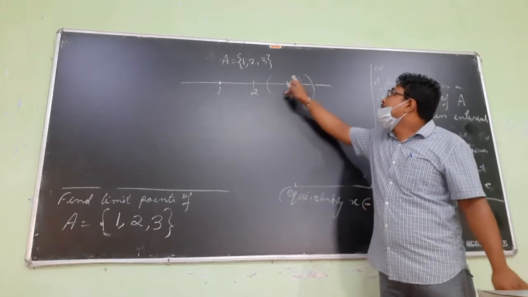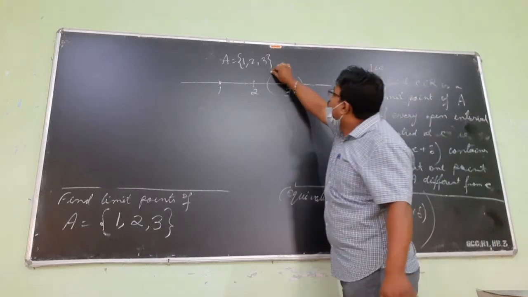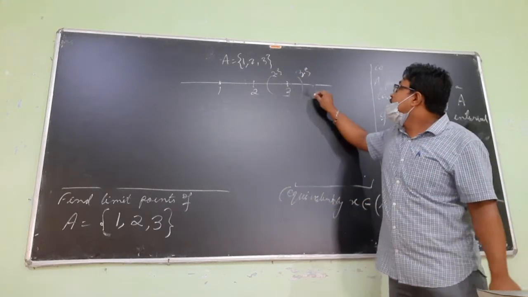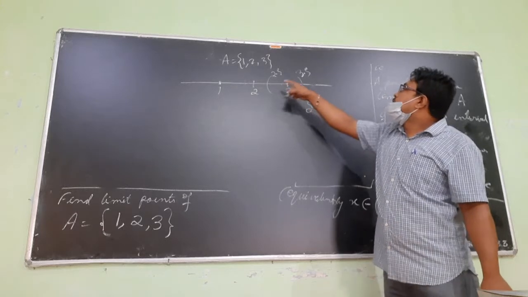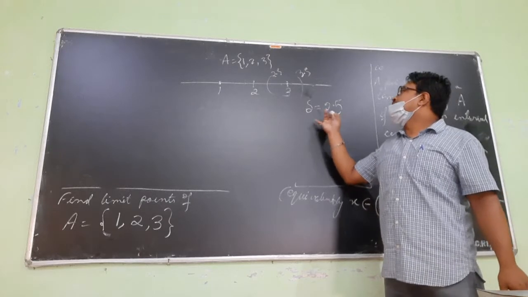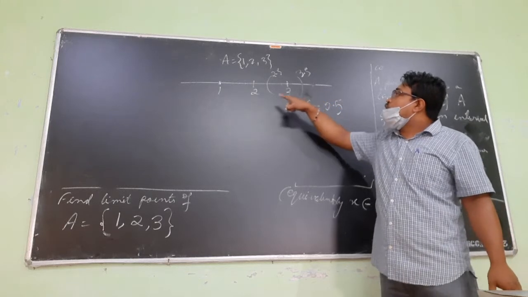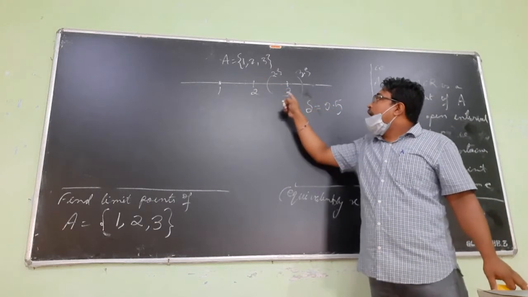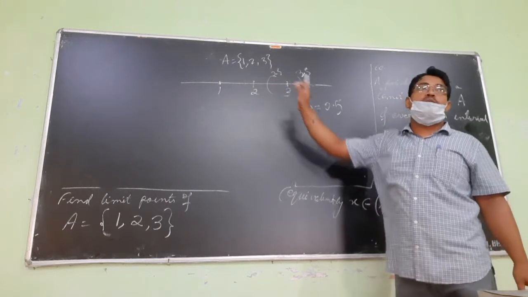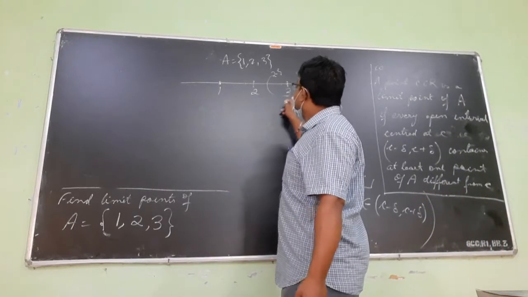But here, from the diagram itself, it's clear. If I take this open interval, say 2.5 to 3.5, what is our delta here? Delta is 0.5. If I take delta to be 0.5, then the open interval 3 minus delta to 3 plus delta does not contain any point of capital A other than 3. It contains the point 3, but I need some other point. No point there. So this 3 is not a limit point.